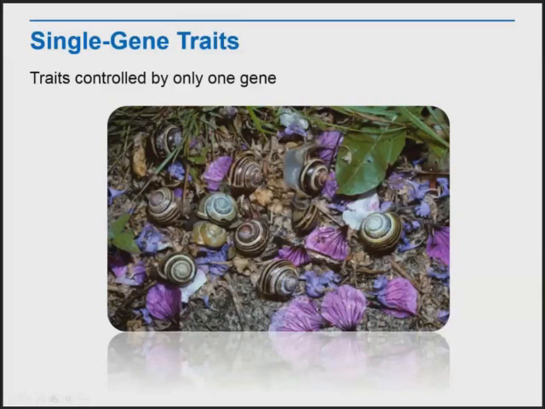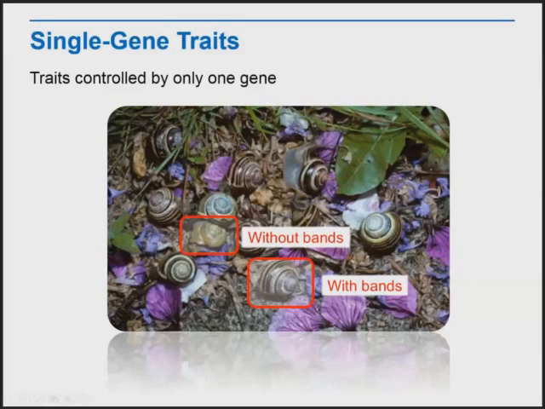Traits controlled by a single gene may only have 2 or 3 distinct phenotypes, depending on the number of alleles involved. In the snail species shown, some snails have dark bands on their shells and others don't. In this species of snails, a single gene with 2 alleles controls whether a snail's shell has bands. It's therefore a single gene trait, a trait controlled by only one gene.